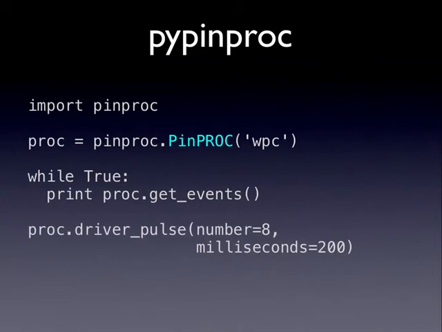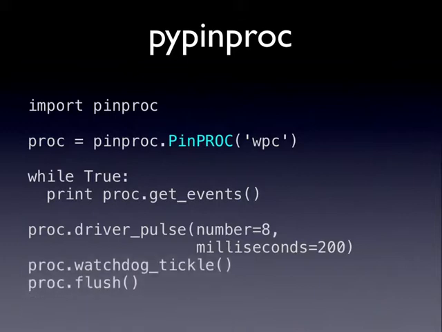But even cooler than that would be if we could affect some actual changes on the pinball machine. So we have a line of code here: P-ROC.driverPulse, and we pass it a number, 8, and milliseconds, 200. So we're going to pulse driver number 8, which could be a coil, a flasher, or a lamp, for 200 milliseconds. And this is the way Python does some things, where we have named parameters that make it pretty clear, we hope, what's actually going on here.